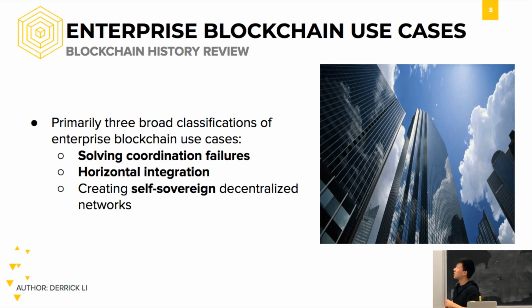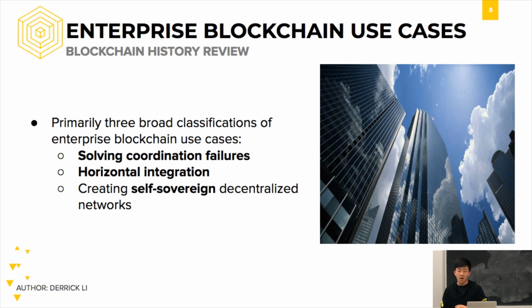Enterprise blockchain use cases fall into 3 main categories. The first is solving coordination failures. What this means is that the parties involved do not completely trust each other, and blockchains allow for these parties to be held accountable. A lot of coordination failures happen because they don't trust each other, and blockchain can be used to solve that problem. The second is horizontal integration. Blockchain is, at its core, an integration technology.